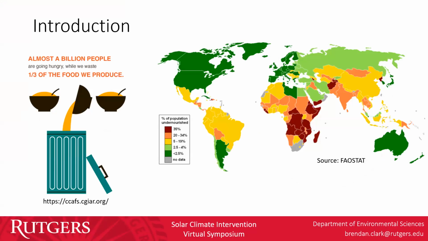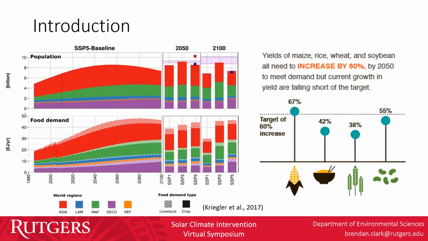And so already today, almost 1 billion people in the world are going hungry, while countries like the US waste about 1/3 of the food that we produce. And so the map on the right here is showing the percent of a population in a country that's undernourished. And so already today, food production is unevenly distributed, and it's already a problem.